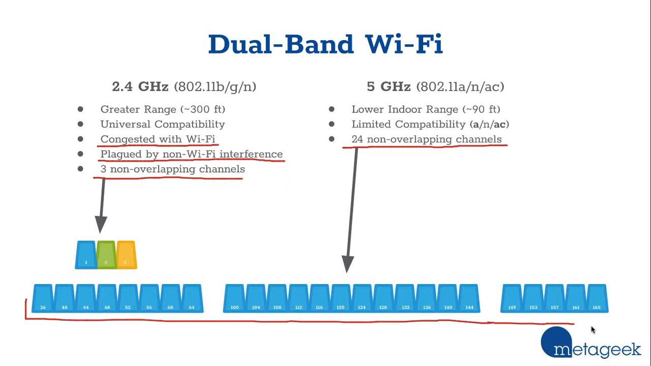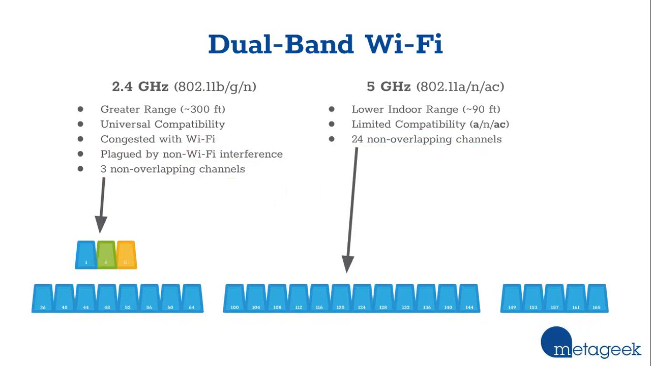Now, earlier we talked about how only one device can talk on a channel at a time because of the half-duplex nature of Wi-Fi. That means that each channel has a limited amount of capacity available on that channel. There is a ceiling to how much capacity you can have on a wireless channel. And if there's only three channels in 2.4 gigahertz, that means that we only have three channels worth of capacity. Whereas in the 5 gigahertz band, we have 24 whole channels of capacity to work with. So there's a lot more capacity for a lot more potential throughput.